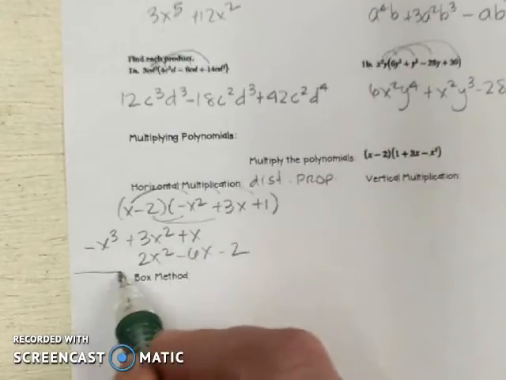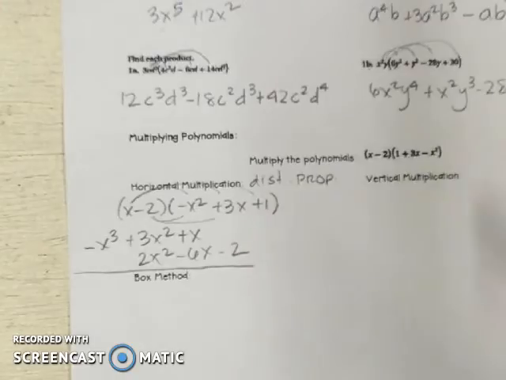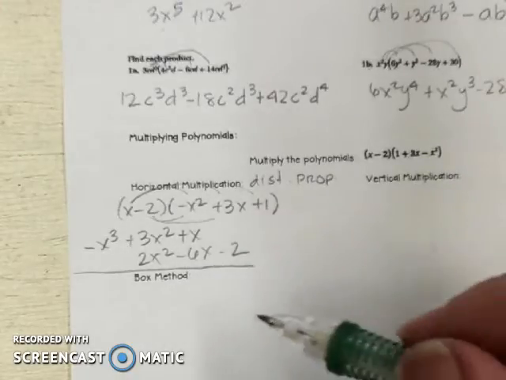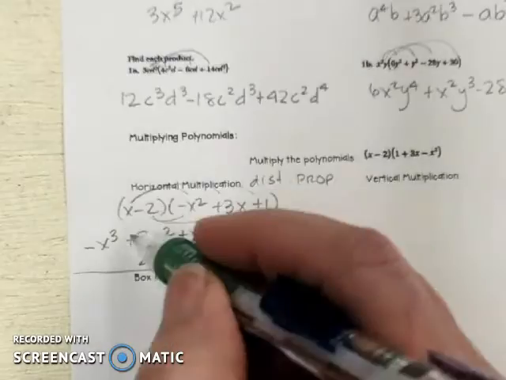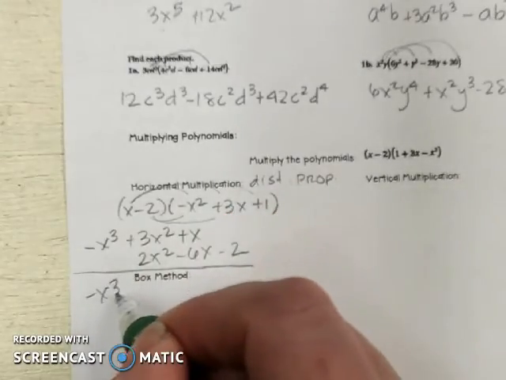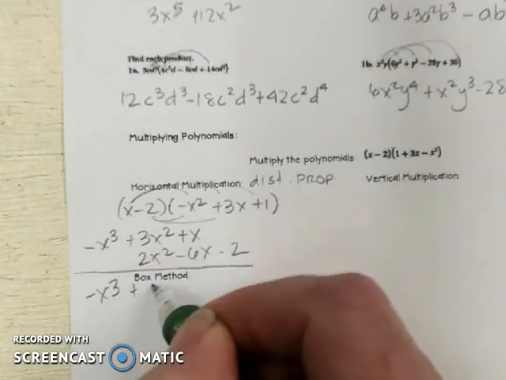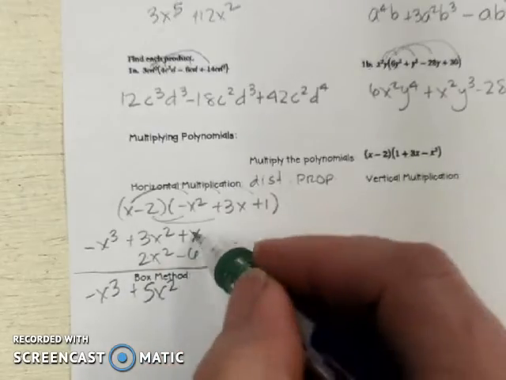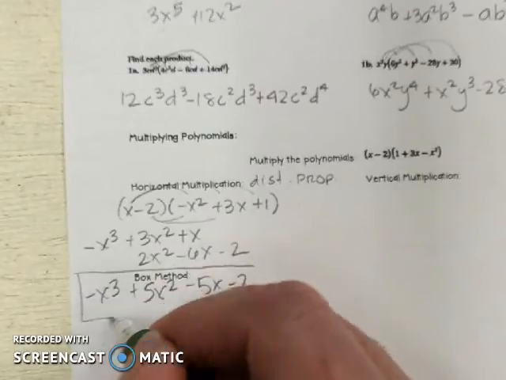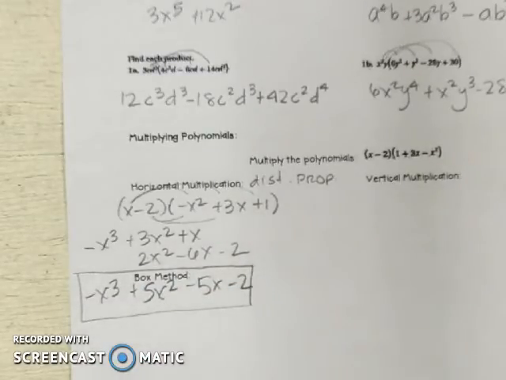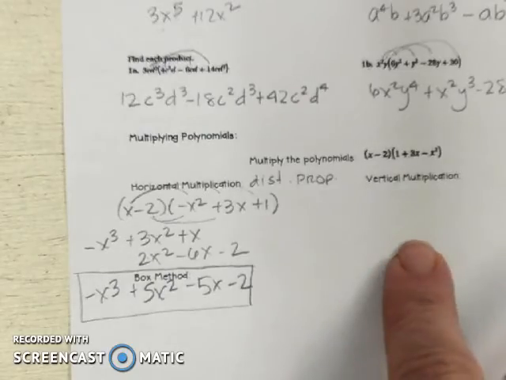I stacked them so that I can just combine like terms now. And I don't have room to put them down here. I'm going to do it and just write over what I had right there. So I've got negative x cubed. 3 and 2 gives me a 5x squared. 1 minus 6 gives me a negative 5x. And then there's a minus 2. That's my answer. So let's see if we get that same answer doing different methods.